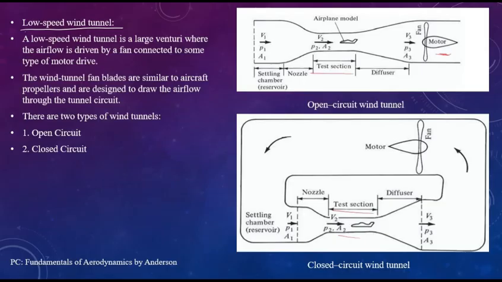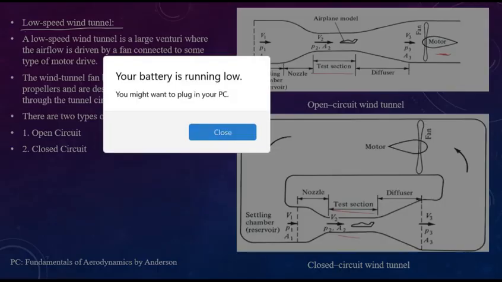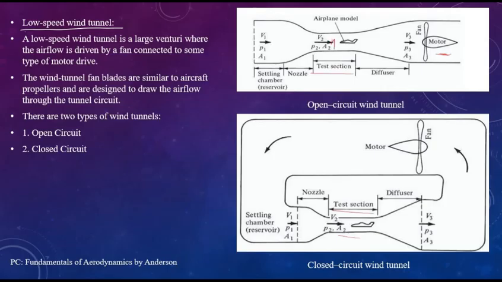So as this air passes through the aerodynamic model, it flows into the diffuser. Now, when it is coming from the nozzle to the test section, what happens to the pressure over here? Because it is converging to a small area A2, what happens to the velocity? There is a rise in velocity and decrement in pressure. In both the cases, we can see that in the test section, the area is decreasing, velocity is increasing, and pressure is decreasing.